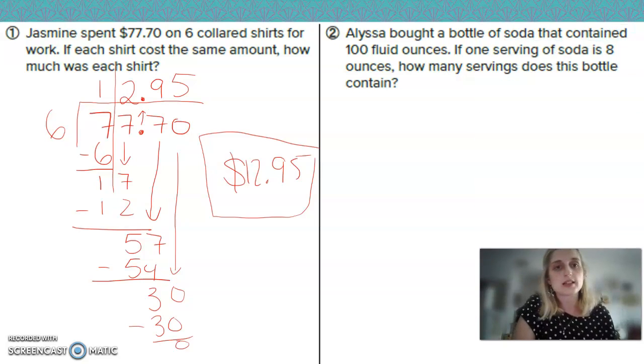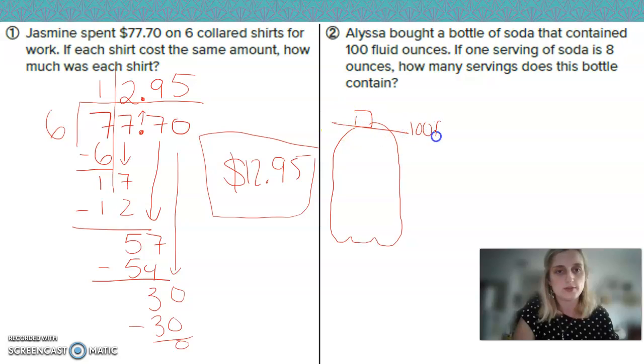Okay. Alyssa bought a bottle of soda that contains 100 fluid ounces. Alright, so here's my soda bottle. It contains 100 fluid ounces in the whole soda bottle. So this would be 100 fluid ounces. 1 serving is 8 ounces. That means that here, that's 8 ounces.